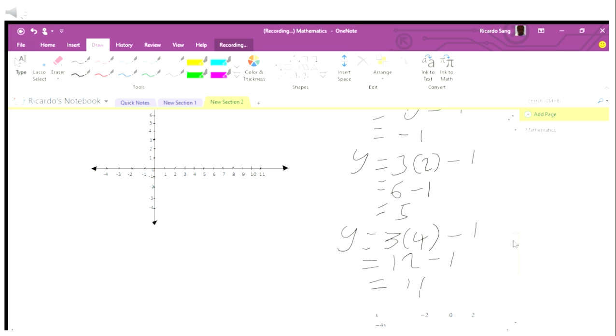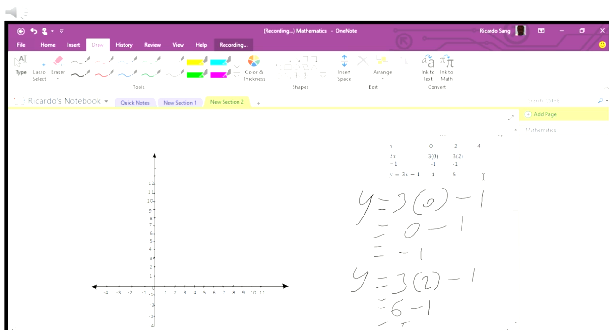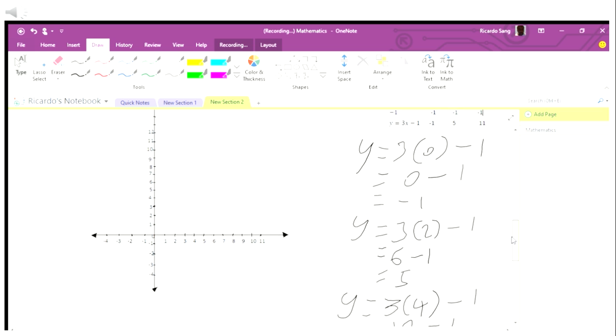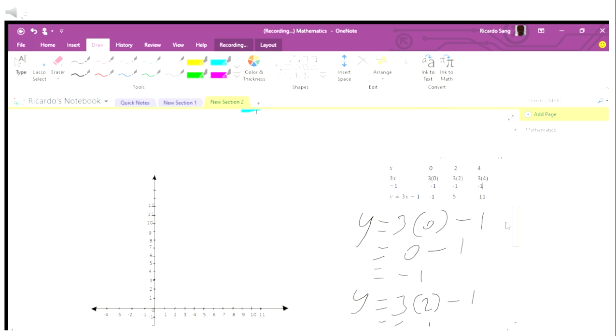So the last calculation where the x value is 4, the y value is 11. So let's put that in here, 11. Alright, so let's do the calculation here. So it's going to be 3 open bracket 4 and this is minus 1. Alright, so now that we have the coordinates for this one, we can plot the graph.